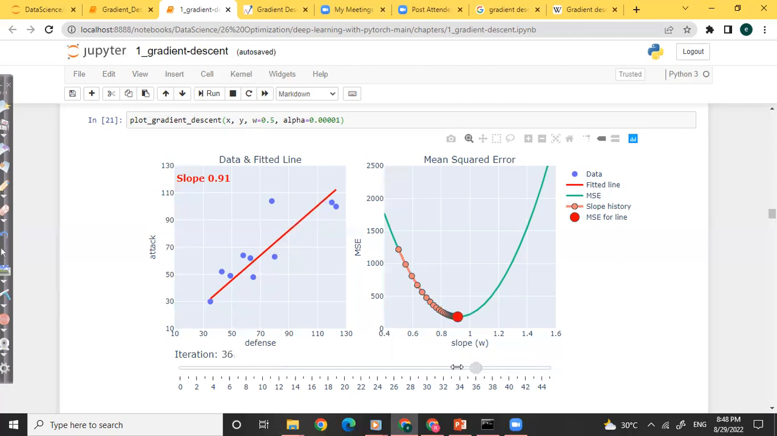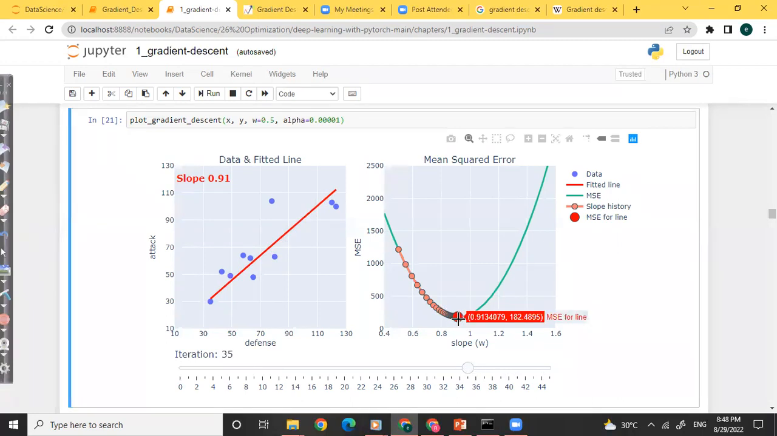After that, it won't move because in this position, the new weight and old weight are both the same. It means there is no loss. That's why it stops here. Okay, so now we are getting the best fit line. So the slope is 0.9.